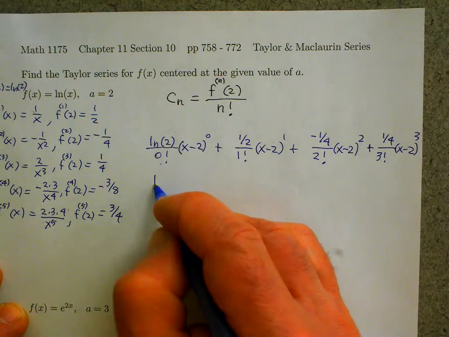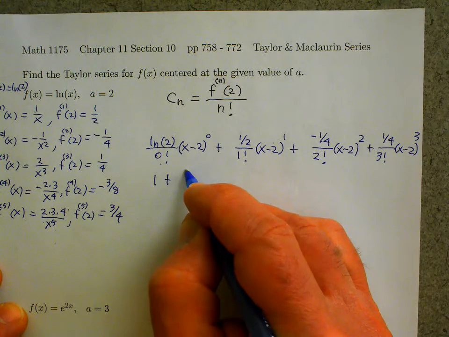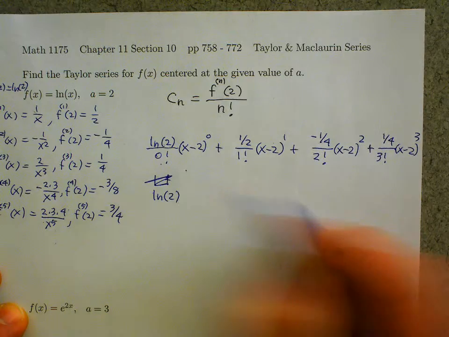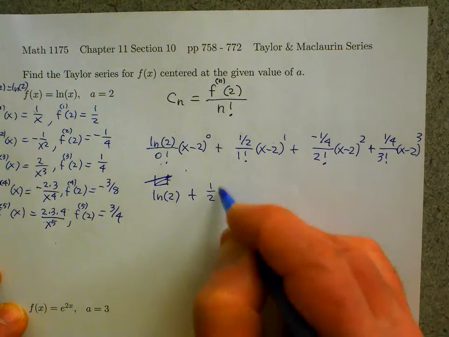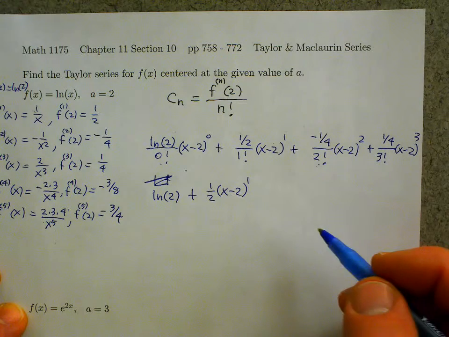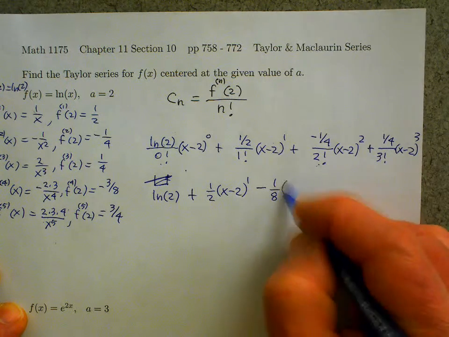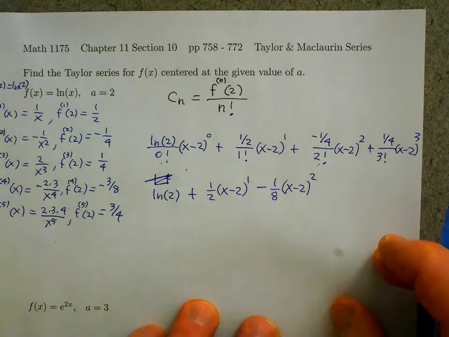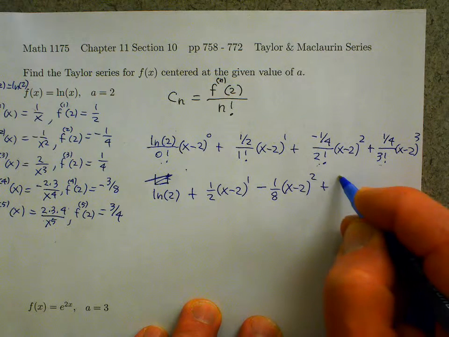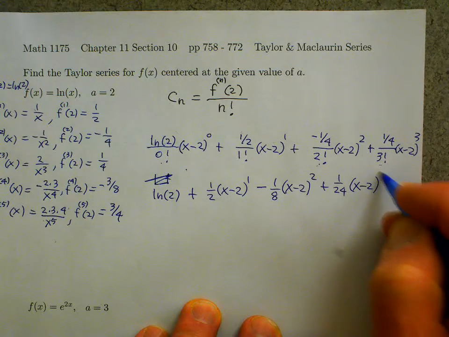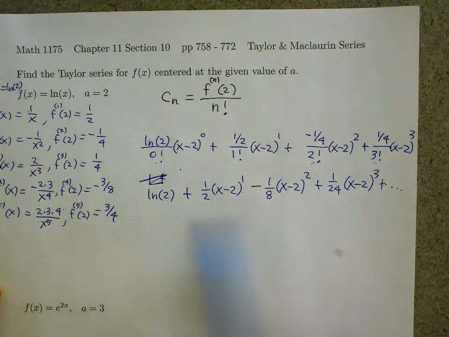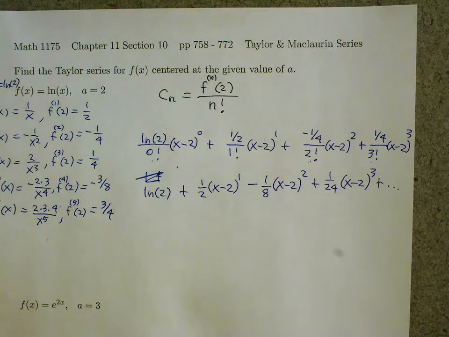Okay, so we get the natural log of 2 plus 1/2 times x minus 2 to the first. And then negative 1/4 divided by 2 is negative 1/8. So we write minus 1/8 times x minus 2 to the second. And 1/4 divided by 3 factorial is 1/24. So plus 1/24 times x minus 2 to the third. And so on. So we got 4 terms. You know how to figure out a couple more if you have to.